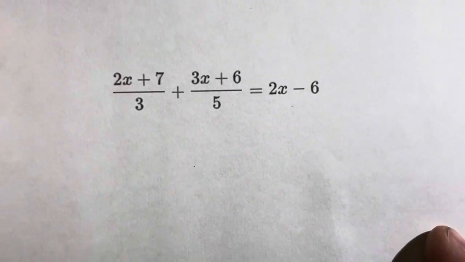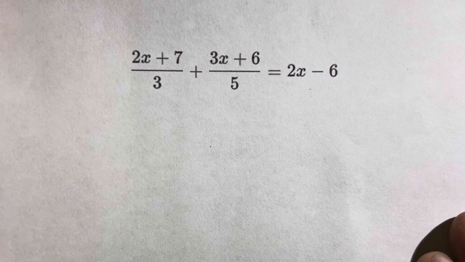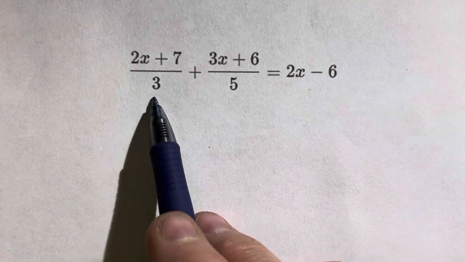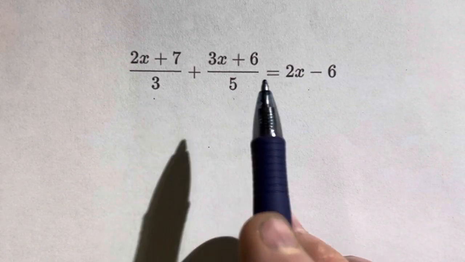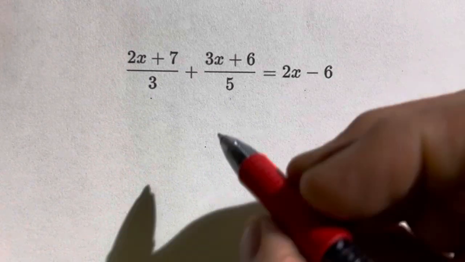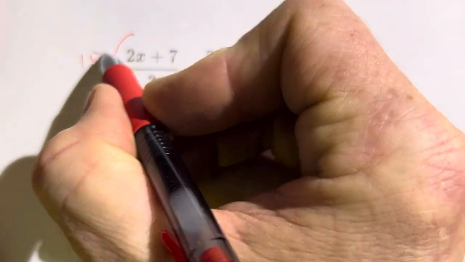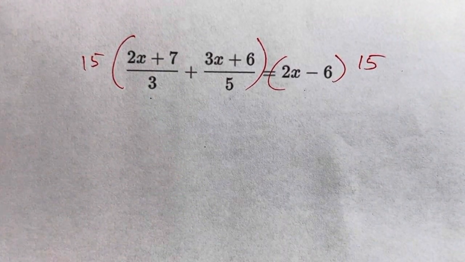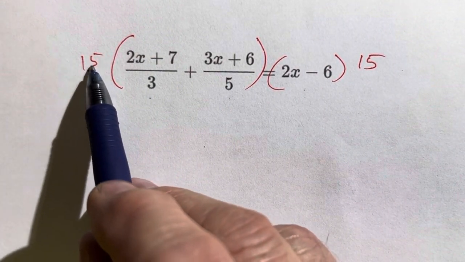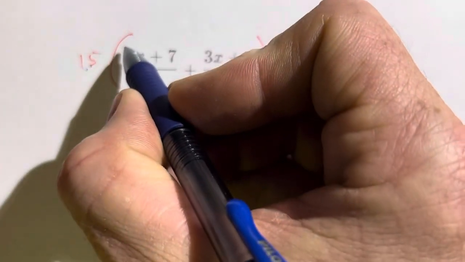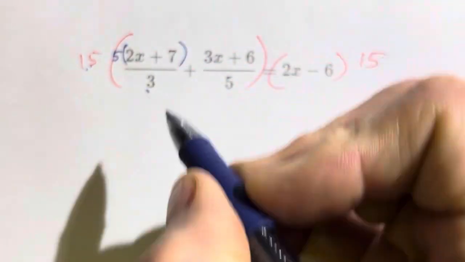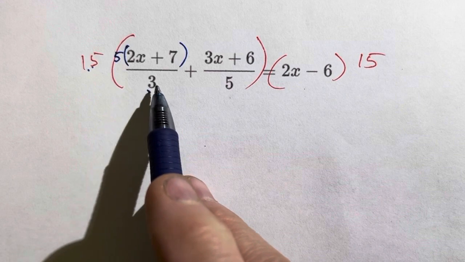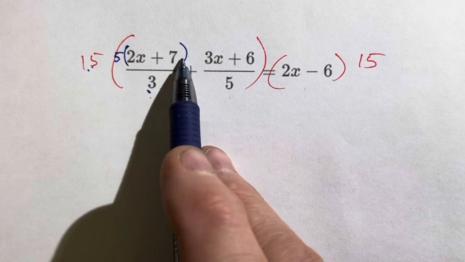All right, I'm going to do one more here, and then I'll be finished. So, again, I got these denominators. So, 3 and 5, well, they both go into 15. So, what I'm going to do is I'm going to multiply both sides by 15. Okay? All right, so I'm going to multiply here. Well, 15 divided by 3 is 5. So, really, I've got 5 times this one. See, 15 divided by 3 is 5. So, it's 5 times this.